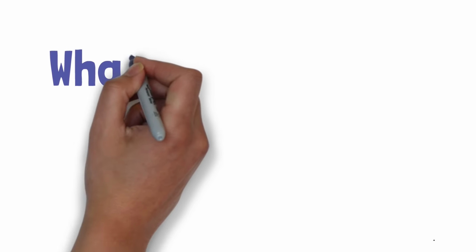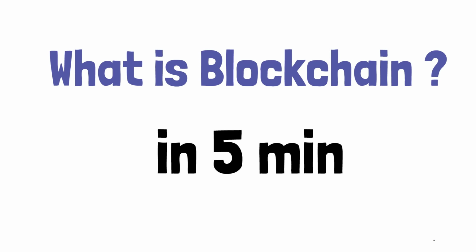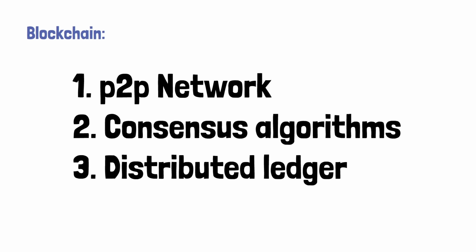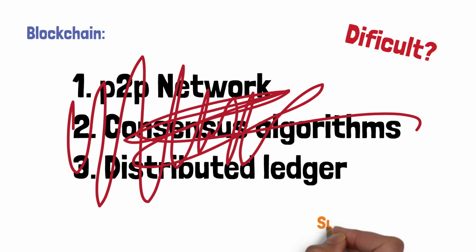Hi, in this video we will discuss what is blockchain. A modern definition of the blockchain combines various underlying IT and cryptographic technologies such as P2P networks, consensus algorithms, and distributed ledger. Sounds difficult, doesn't it? But let's not go that technical for now and let me explain what a blockchain is in simple words.